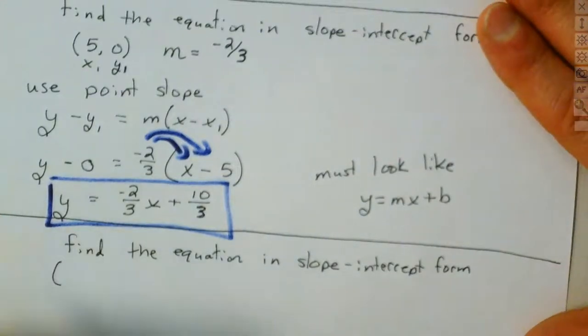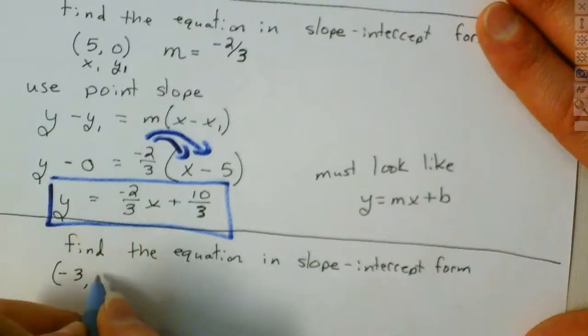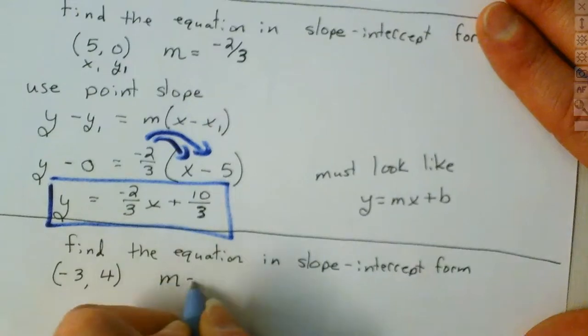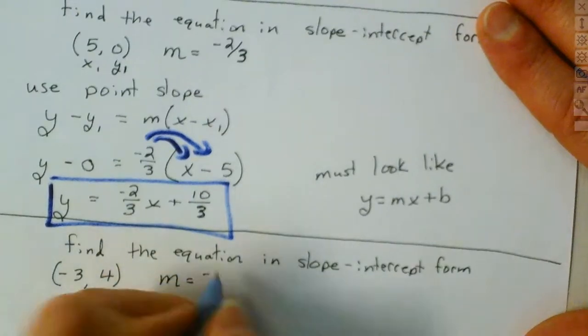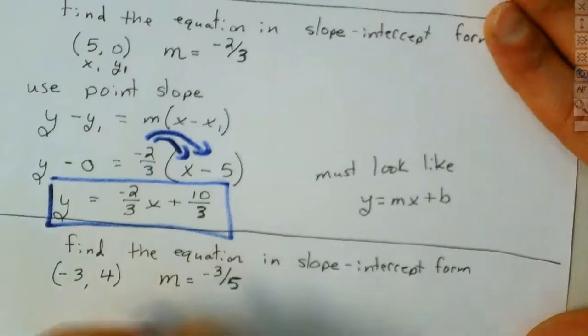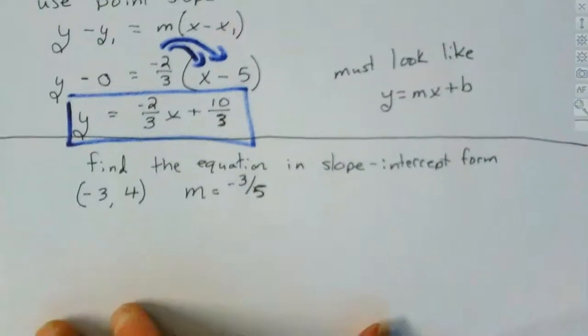I'm going to give you a point. How about we use minus 3, positive 4, and I'm going to give you a slope of minus 3/5. So, very, very similar to the last one.